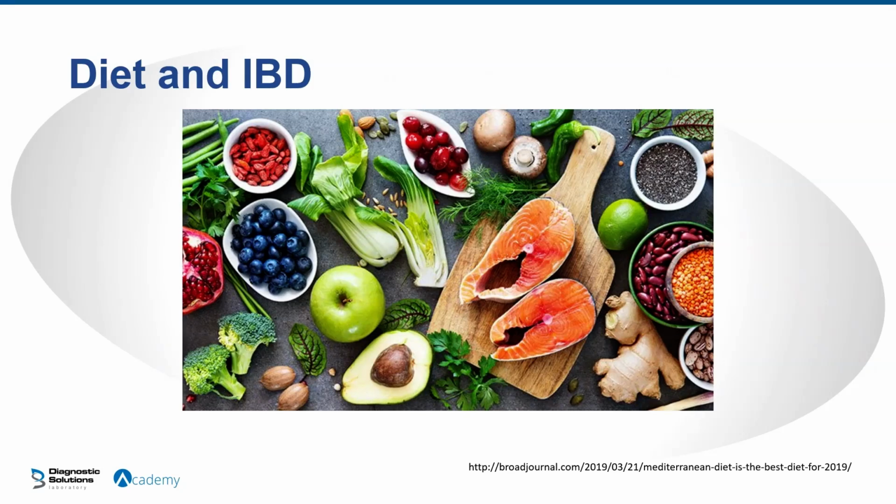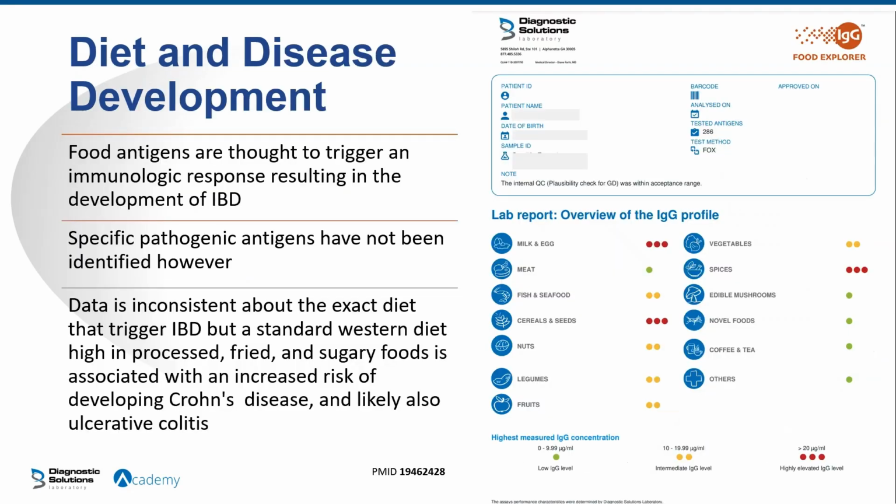And what conversation would we be able to have about inflammatory bowel disease if we don't talk about the role that diet plays within it? This is really where alternative medicine or functional medicine providers bloom, is we have an understanding of how diet plays a role in disease. Food antigens are thought to trigger an immunological response, resulting in the development of inflammatory bowel disease.